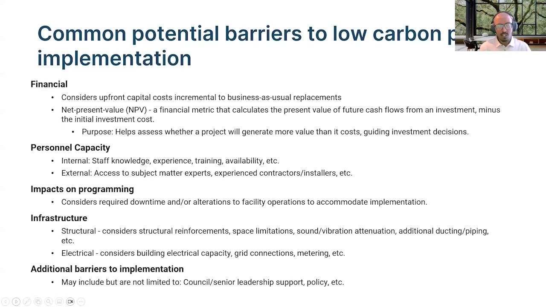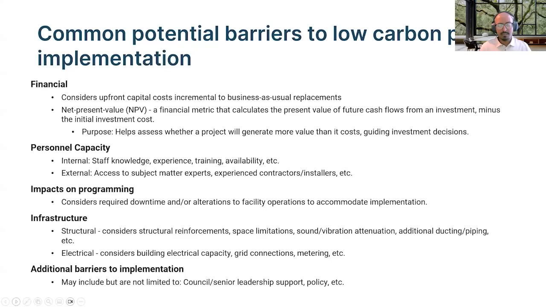Infrastructure, of course, structural, electrical, these are common ones, whether there's space problems or vibration problems, or you need to add ducting and piping and you're not sure about the spacing available. A lot of this stuff gets tackled during the engineering and design phase. Electrical capacities, understanding what is available at that location. If you're trying to do net metering with photovoltaics, is there bi-directional metering available, grid connections, all these things, considerations to have.